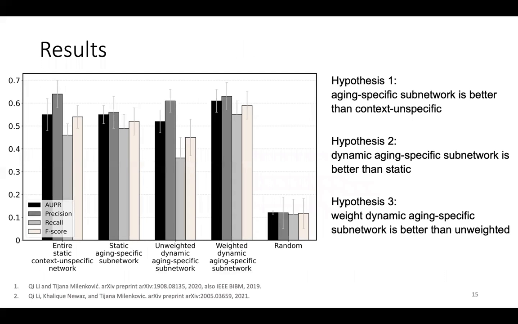We find that all of our three hypotheses hold. That is, aging-specific subnetwork is better than context-unspecific. Dynamic aging-specific subnetwork is better than static aging-specific subnetwork. And weighted dynamic aging-specific subnetwork is better than unweighted dynamic aging-specific subnetwork.